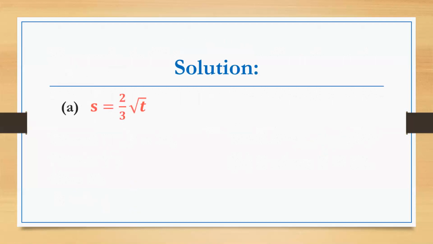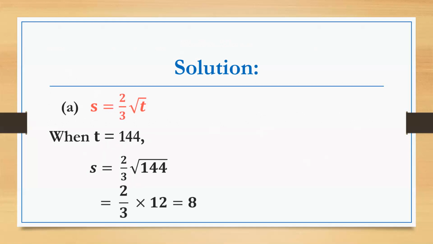Now, part A, I had to find the value of s when t equal to 144. So here's the equation, s equal to 2/3 square root t. I replace t by 144 and I get s equal to 2/3 times 12, which is 8.